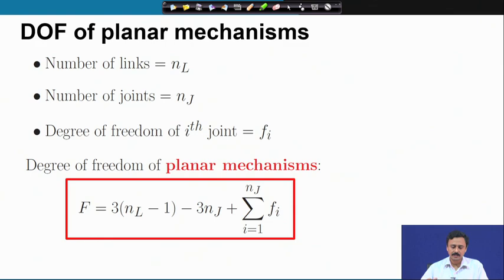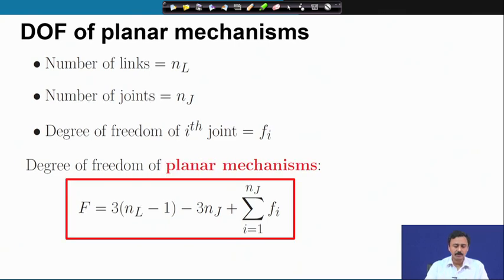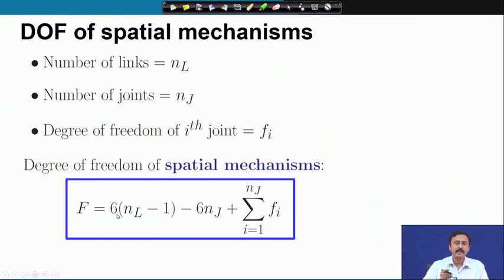So, this is the formula for the planar situation, and in the case of spatial mechanisms it is this. So, the difference is in this 3, whether you get a 3 or a 6. In the case of a planar mechanism it is with 3, for a spatial mechanism it is with 6.